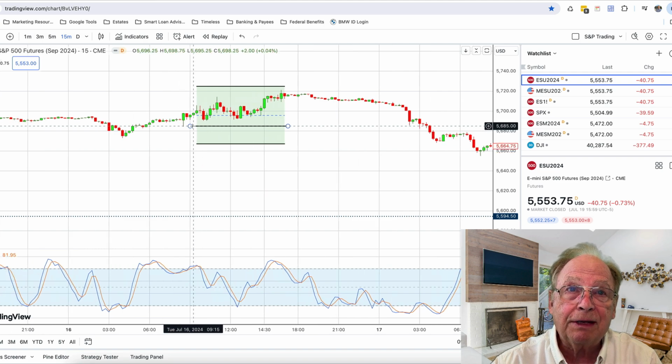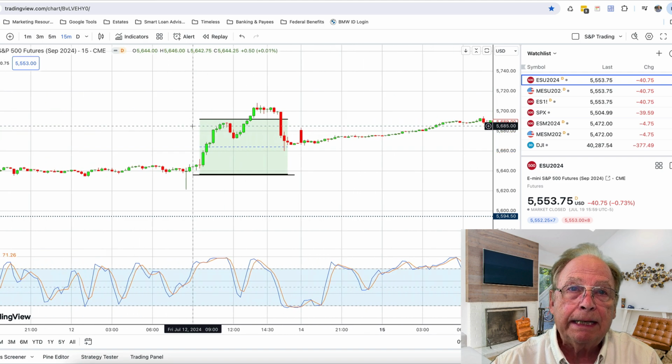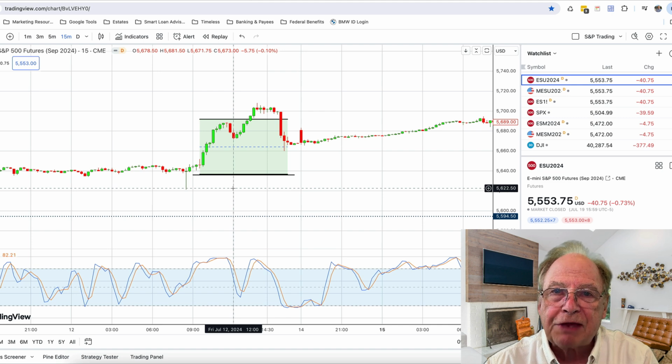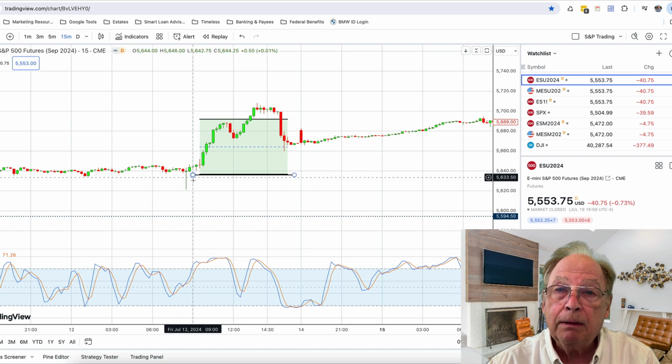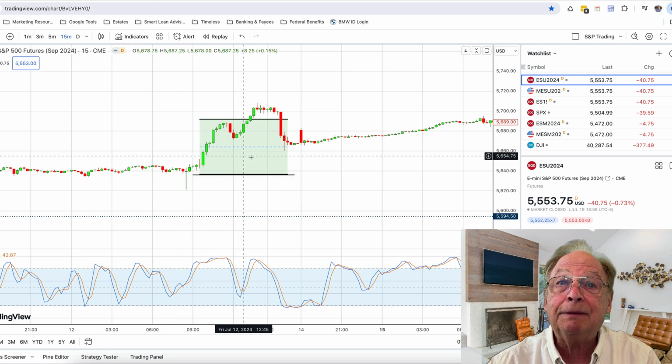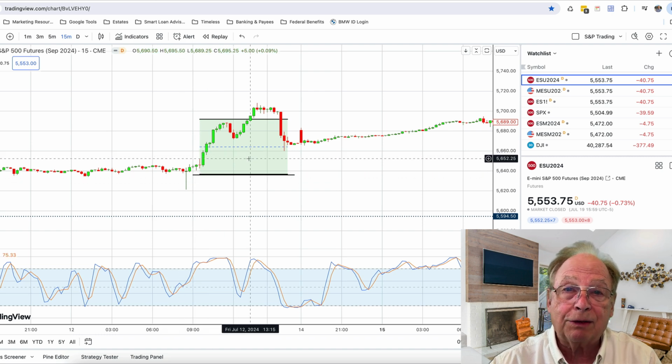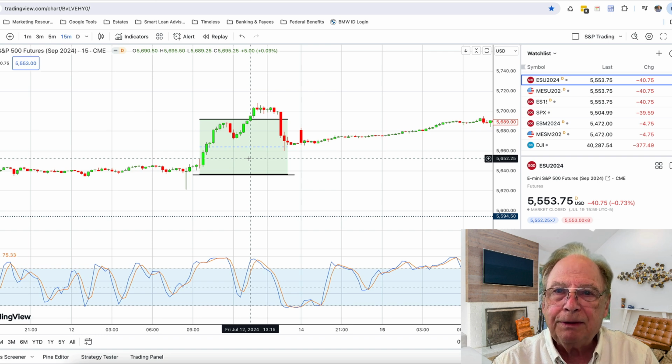Here we are on the 16th. Here we are on the 12th. And I've noticed this happen time and again. Prices, for whatever reason, close the gap prior to the market, but then they don't touch the gap during the trading session. So that's something that I think you should watch out for because I've seen this happen time and time again.